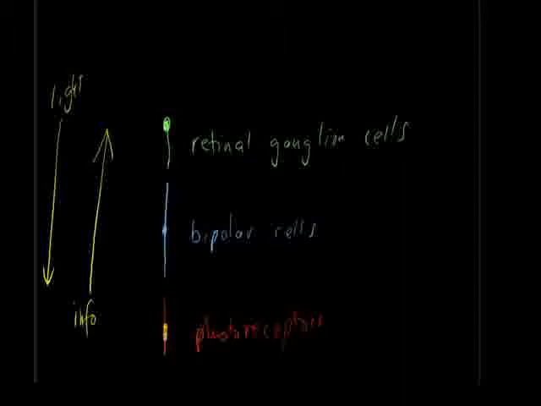So the photoreceptors pass the message on to the bipolar cells, which pass it on to the retinal ganglion cells, and then the retinal ganglion cells, their axons go up through the optic nerve. So this is your basic through design, but we've also got to add a couple of other things.